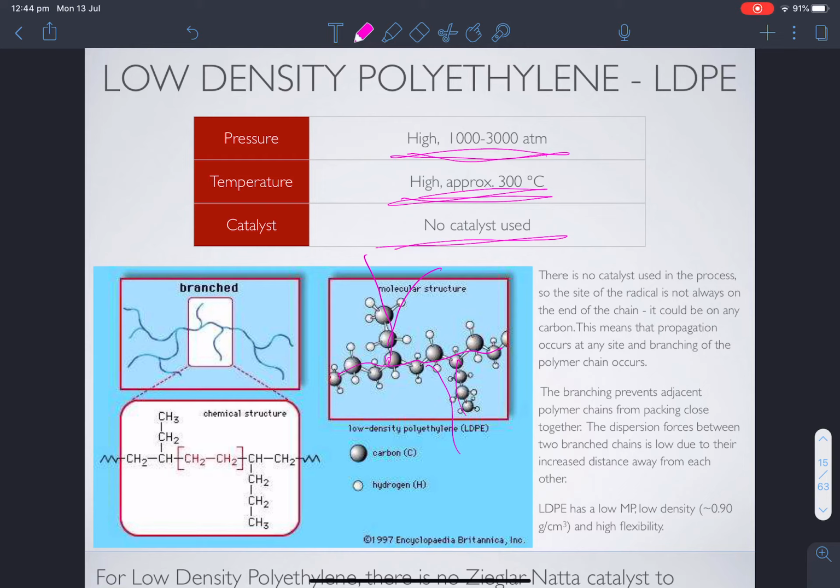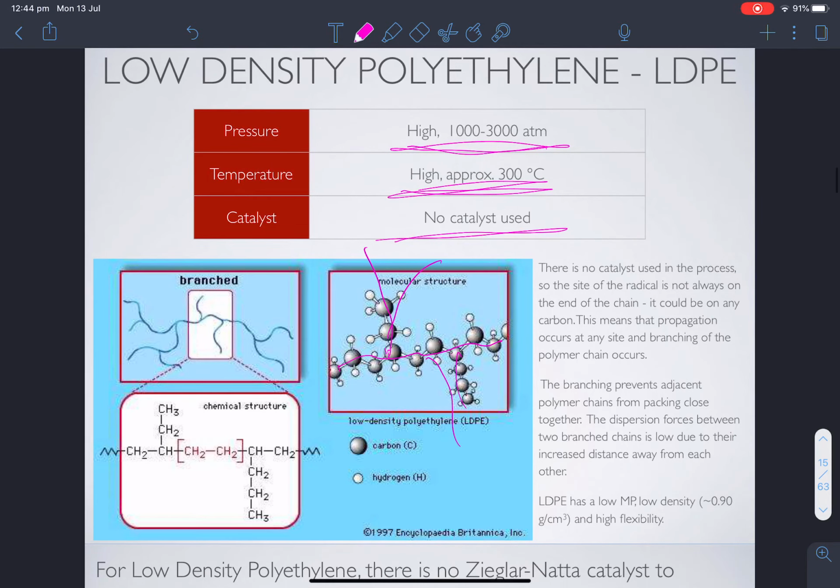The dispersion forces between the two branched chains are low because of the increased distance away from each other. Compare it to the straight chain ones in high density, they were quite high because they can get close. So because they can't get as close, they have a lower melting point and they have a lower density. Notice it's not too much though, it's only 0.9 grams per centimeter cubed. There's not much density difference there, but there's enough in the properties of the material. It's also highly flexible, because it's not got those large dispersion forces holding it together.